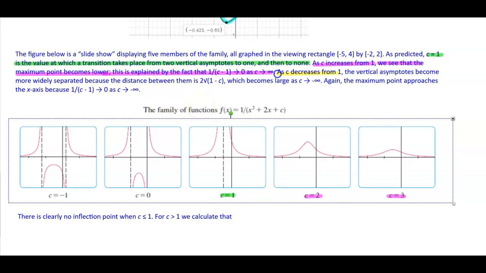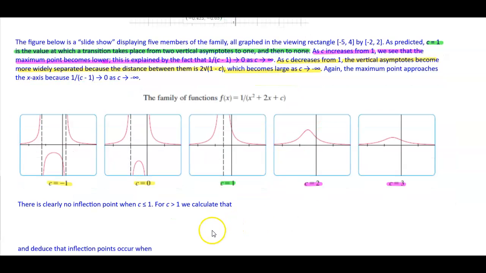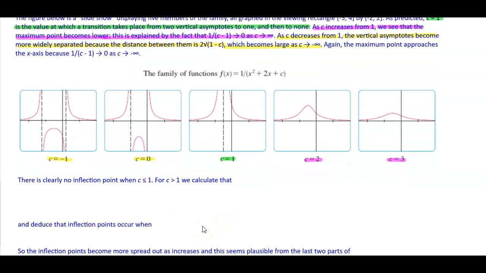So now as c decreases from 1 going to c equal to 0 and c equal to negative 1, the vertical asymptotes become more widely separated because the distance between them is 2 times the square root of 1 minus c, which becomes large as c approaches negative infinity. So again, the maximum point approaches the x-axis because 1 over c minus 1 approaches 0 as c approaches negative infinity. So there is clearly no inflection point when c is less than or equal to 1.